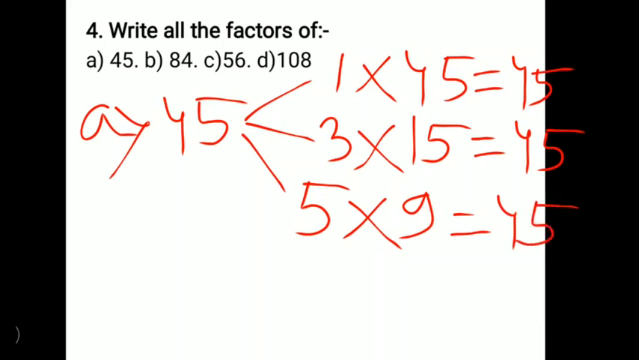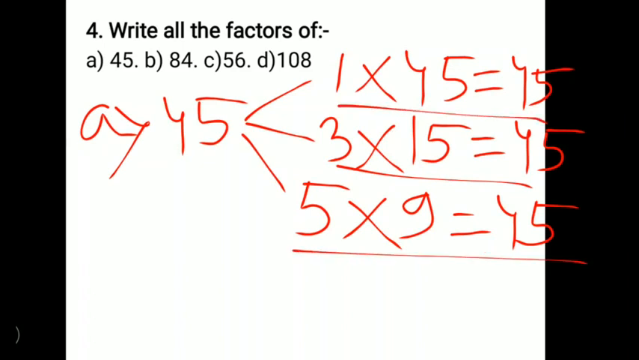So 1 into 45 is 45, 3 into 15 is 45, now 5 into 9 is 45, right? Is there any other number which can divide? 6 cannot divide, 7 cannot divide, 8 cannot divide, and 9 can divide. But 9 has already been mentioned here, 5 into 9, so no need to write it again and again.